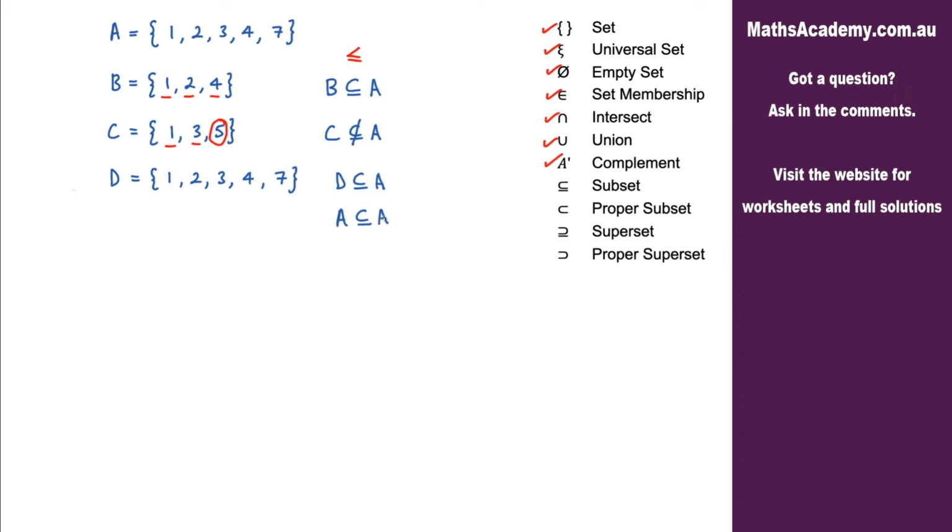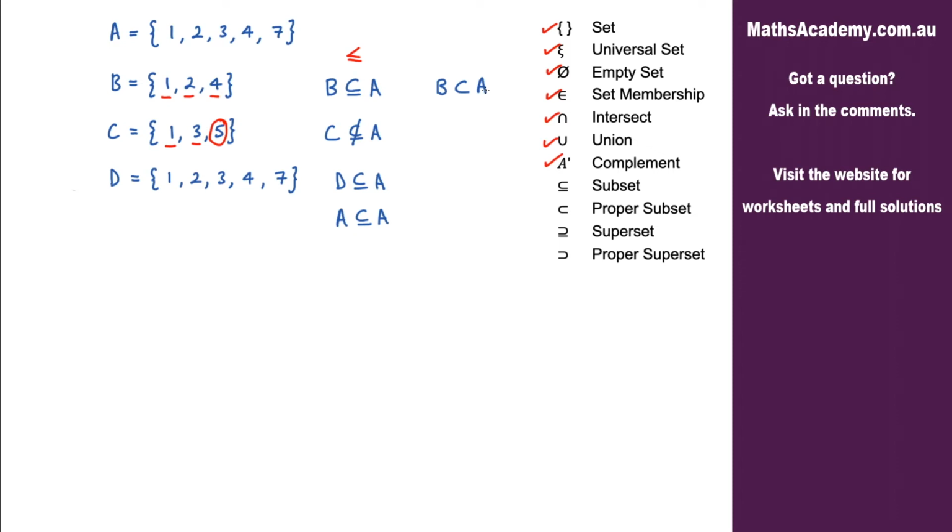Seems a bit strange. So when we go back to set B, well, this doesn't contain all of the elements of A. In other words, this is not equal to it. It is a subset, but it's not equal to A. So in this case, what we can say is that B is a proper subset of A. So that briefly covers subsets.